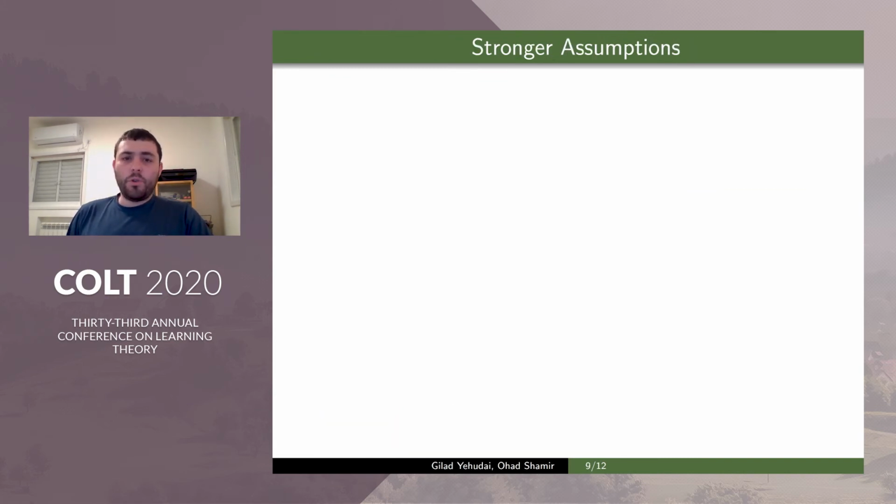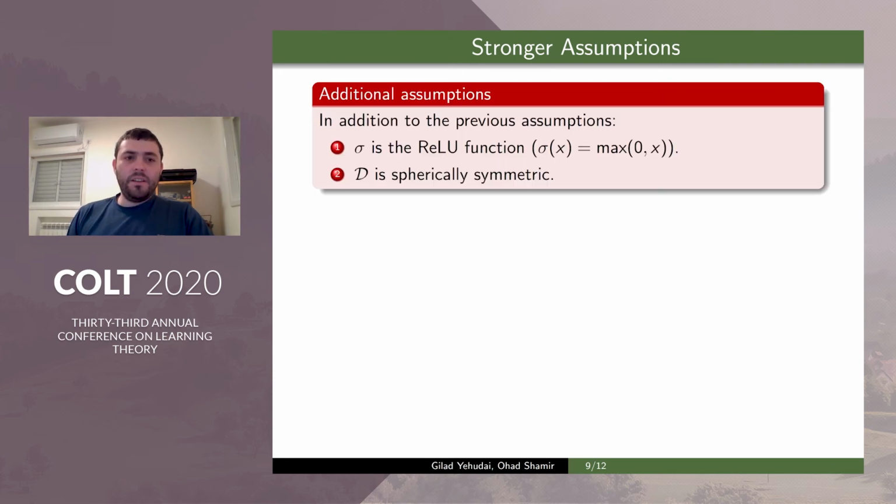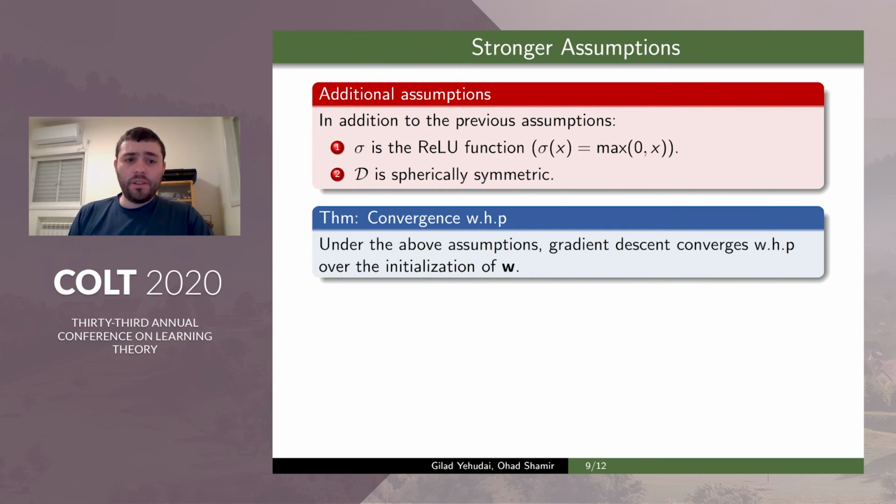Okay, let's move on to some stronger assumptions. Let's say that in addition to the previous assumptions, we also assume that sigma is the ReLU function. So that's just sigma of x is the maximum between 0 and x. And let's say that D is a spherically symmetric distribution. This includes, for example, the standard Gaussian distribution or a uniform distribution over the unit ball and many other distributions. Under these distributions, we can show that gradient descent will converge with high probability, with high probability over the initialization of W. So it means that for almost all initializations of W, we can ensure convergence of a single neuron.